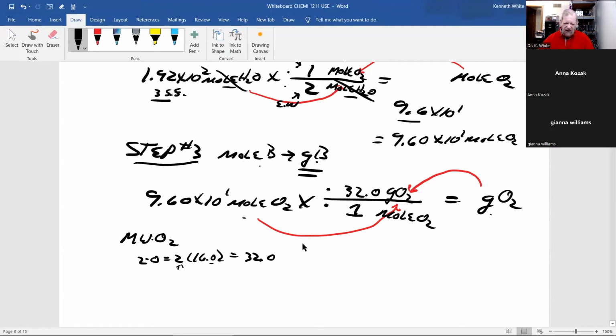And before I pick up my calculator, I'll say moles of oxygen divided by moles of oxygen. Remember, anything divided by itself equals the number 1, meaning it's canceled out, gone. And I'm left with grams of oxygen. And now I can pick up my calculator and put in 9.60 blue double E1 times 32.0. And my calculator gives me the following number.